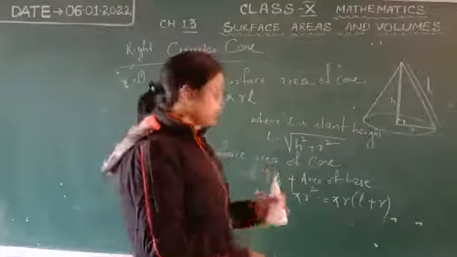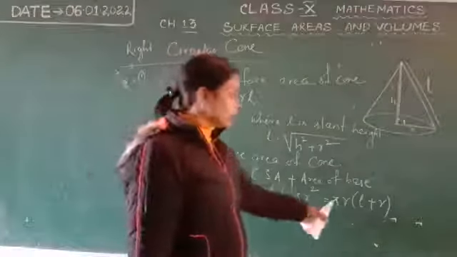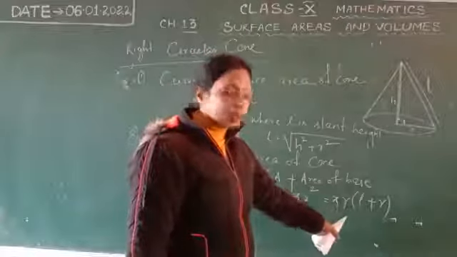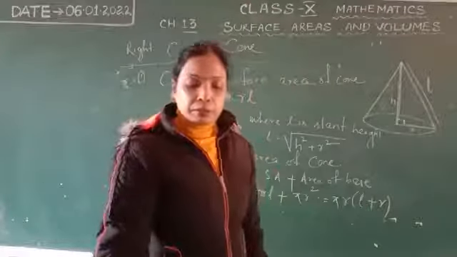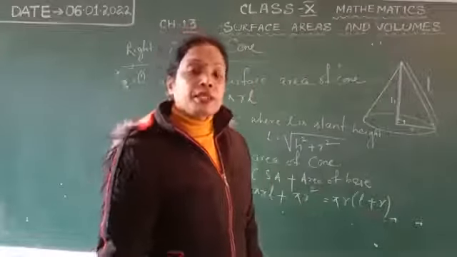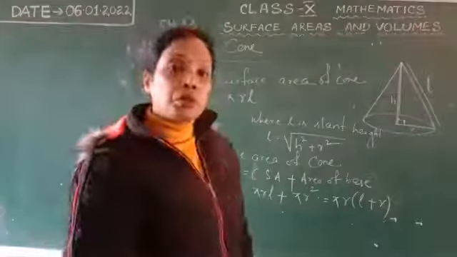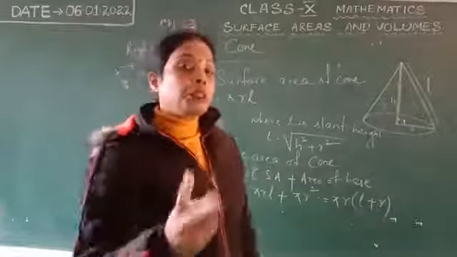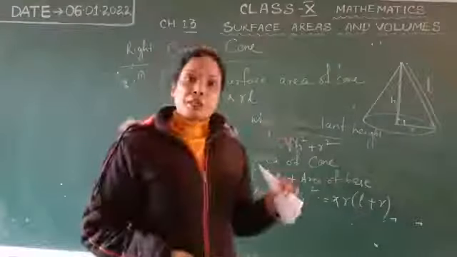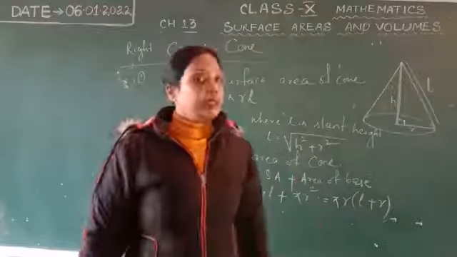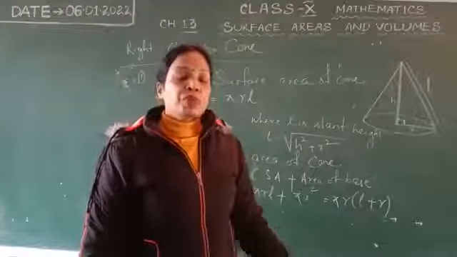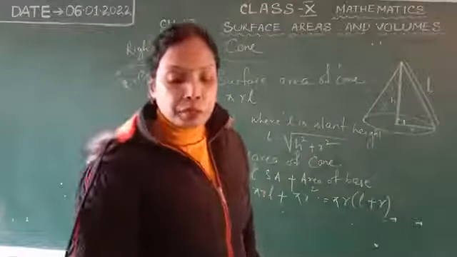of the base, that is pi r L plus pi r square, that is pi r we will take common. So pi r into L plus r. Now for the surface area of a cone, here are two surface areas: the first one is curved surface area and the second one is total surface area. Okay. Then come to the volume of the cone.